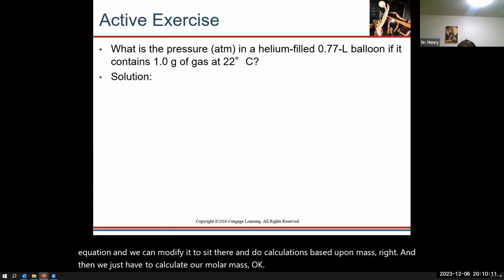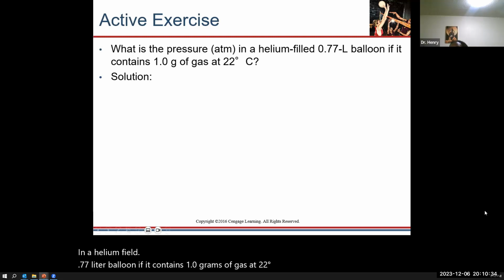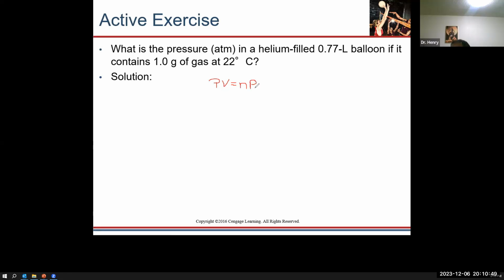Okay, so what is the pressure, in ATM, in a helium-filled 0.77 liter balloon if it contains 1.0 grams of gas at 22 degrees Celsius? So the first thing that we should probably do is to do what?